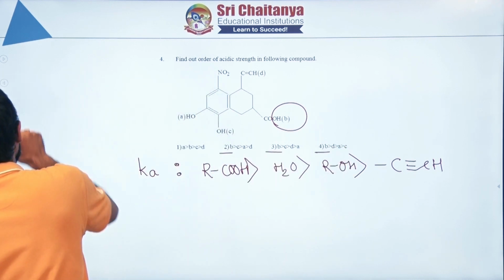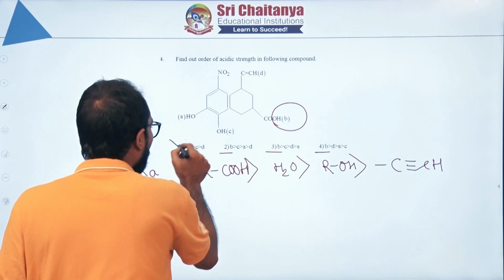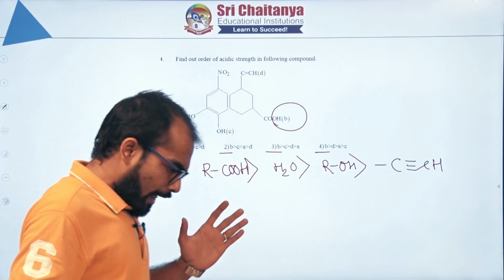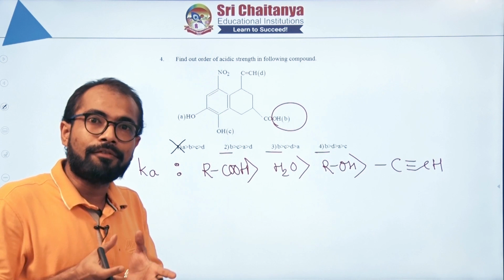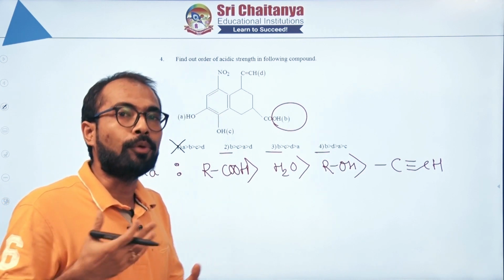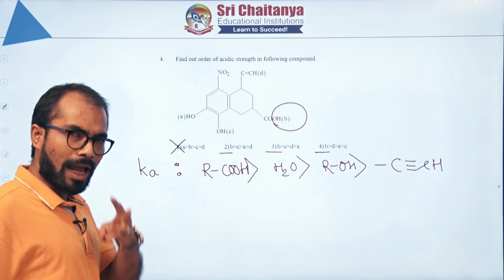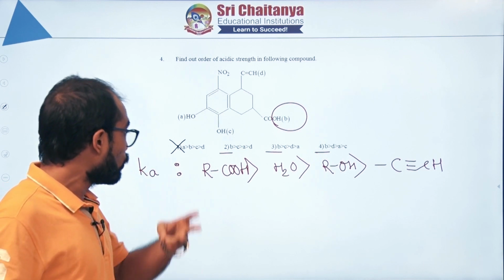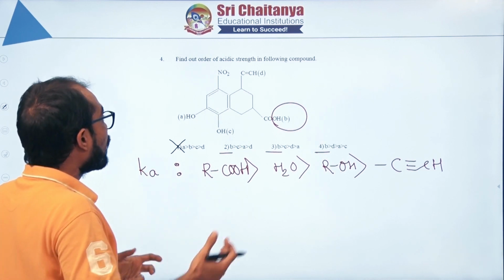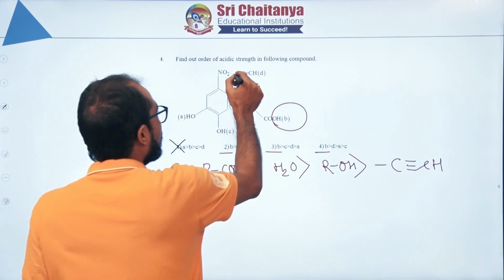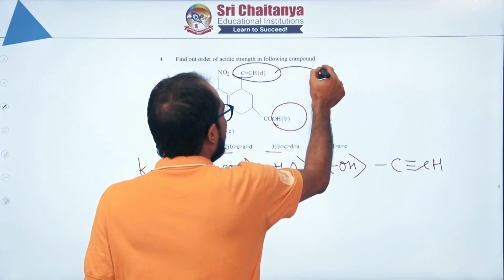So clearly, I am going to strike off option number 1. This cannot be my answer. In these kinds of questions, elimination is a very important technique to approach. Now I have eliminated option number 1. I am left with options 2, 3 and 4. Now among these, please focus here, this is a printing error, this is a triple bond.